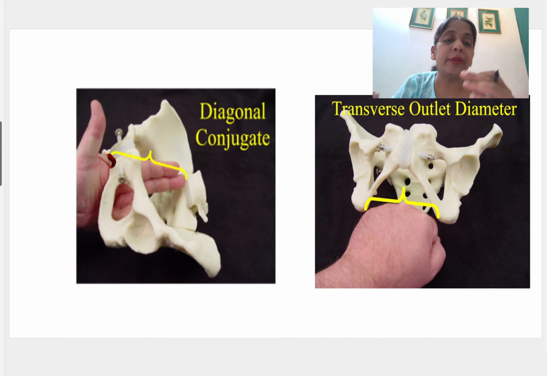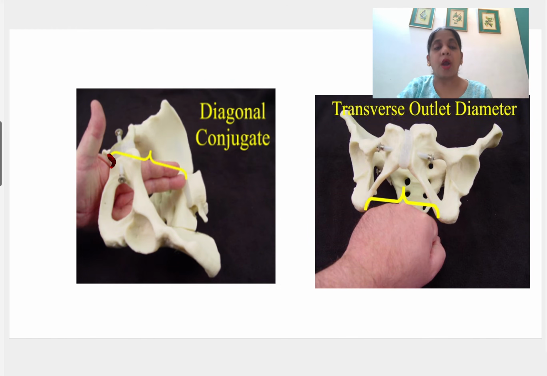And this is how we measure the transverse outlet diameter, the diameter between the two ischial tuberosities. If this fist goes inside the ischial tuberosities, it means it is sufficient, or more than 8 centimeters. This fist size is 8 centimeters. So if the fist goes, then the outlet diameter is not contracted, it is sufficient to let the delivery proceed.